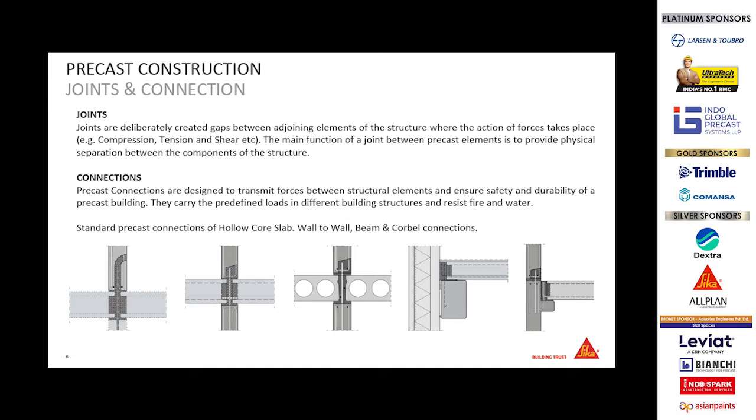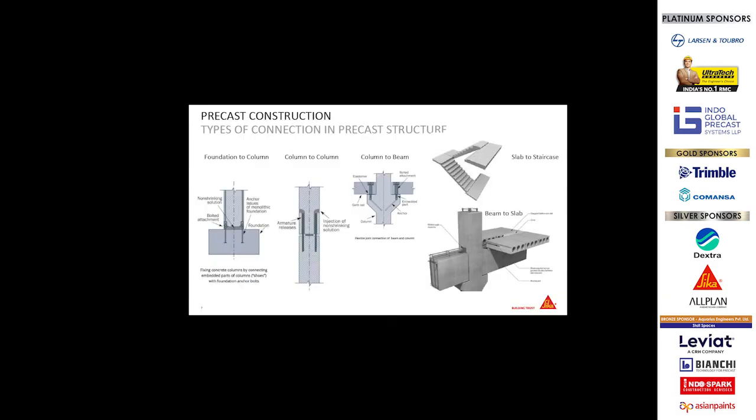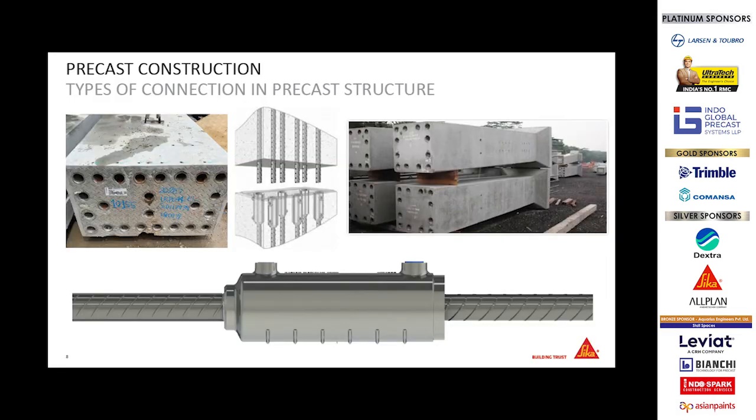So let me come to the grouting part. As you can see, there are various precast connections like hollow core slab, wall to wall, beams, and corbel connections. Various foundation to column connections, column to column connections, column to beam connections, beam to slab connections, and staircase connections. These are some of the photographs where groutings are required to connect the joints.